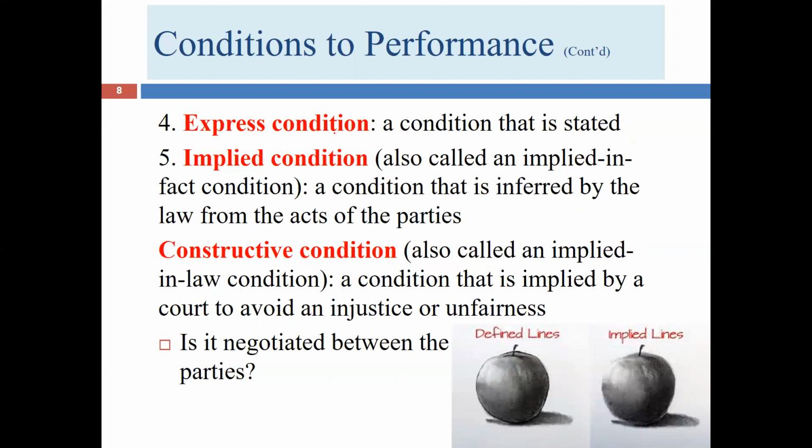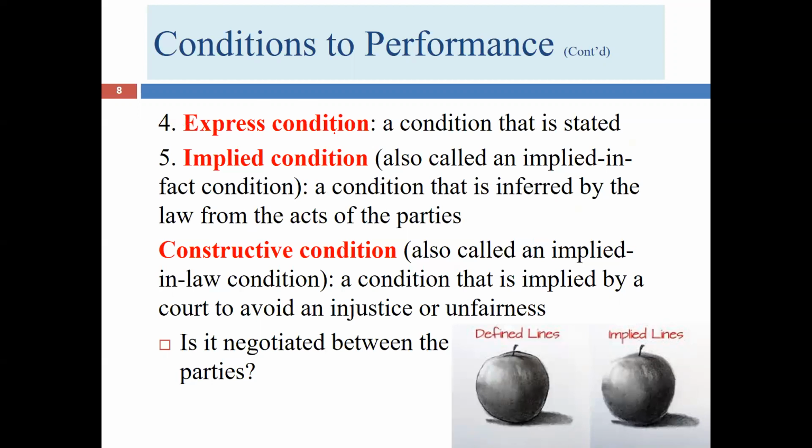Now, of course, an implied condition could be explicit. I mean, we could be very detailed in our contract. So in our contract, we could have a provision that actually says, if it is currently raining, the lawn will not be mowed or something along those lines. But it's not necessarily a requirement that we have that level of specificity. Then we also have something called a constructive condition. And this is going to be implied in law. That's another term for it. And it's a condition that is implied by the court to avoid an injustice or an unfairness of some type.